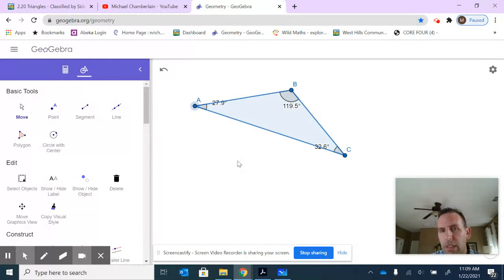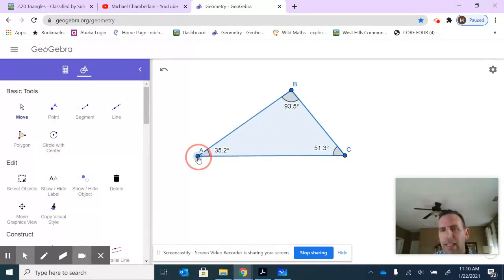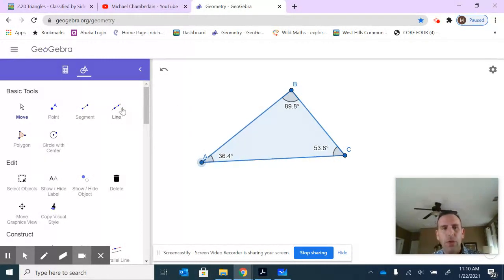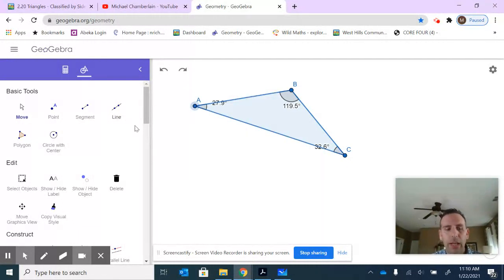If I were to move one of these, notice that angle B is now larger than 90 degrees. So this is called an obtuse triangle. If you were to try and get that exactly 90 degrees, and I'm going to struggle with this, but if you could somehow get that exactly at 90 degrees, which I'm not getting, of course, then it would be a right triangle. If you want to use GeoGebra to construct a right triangle, then you're really going to have to construct a right angle to start with.